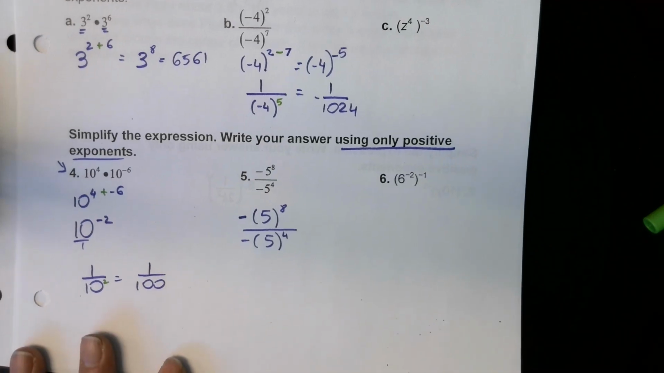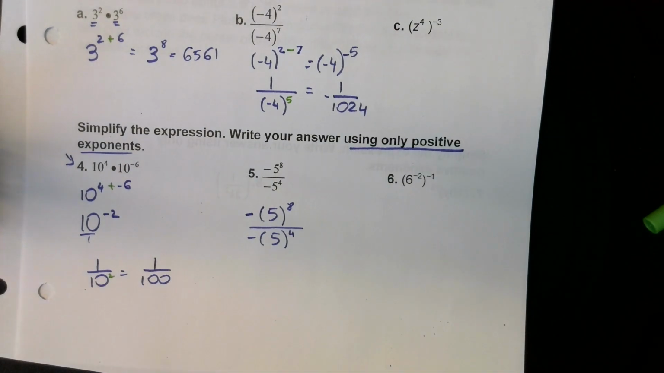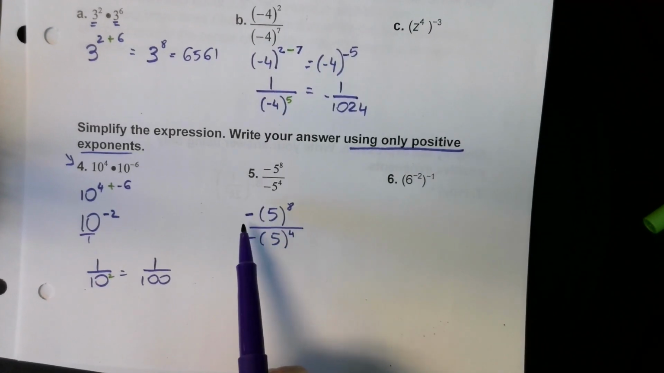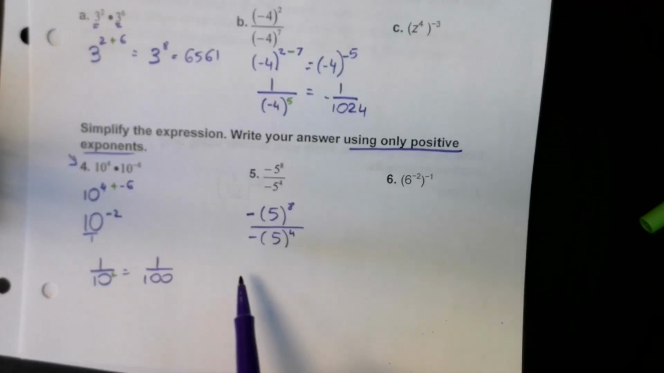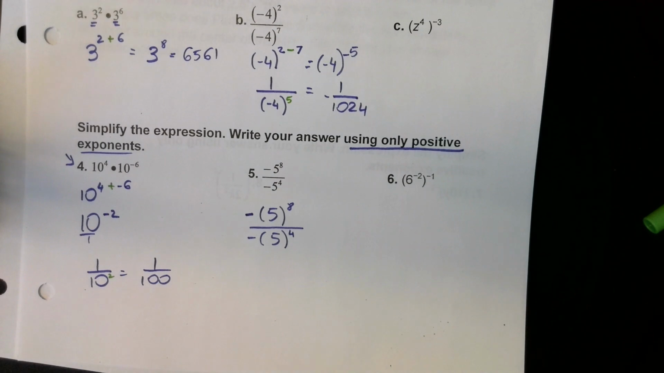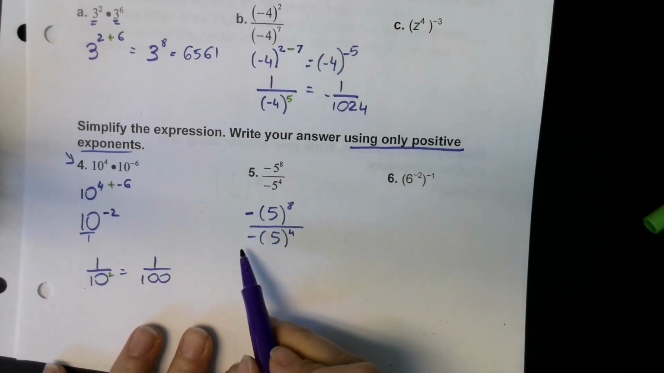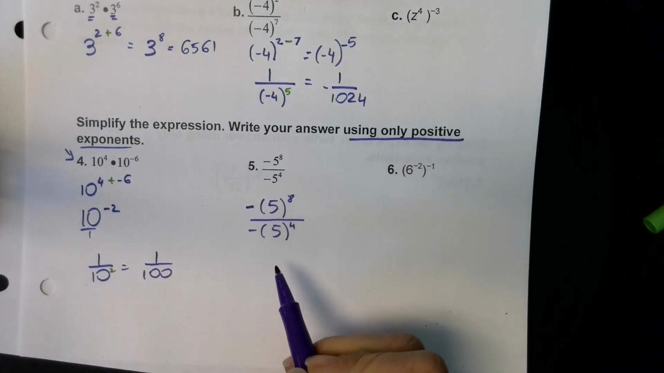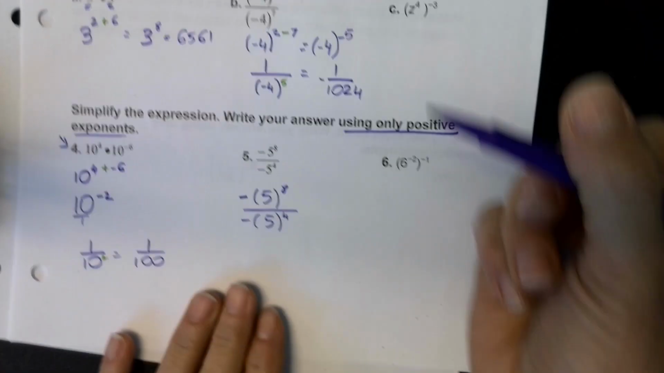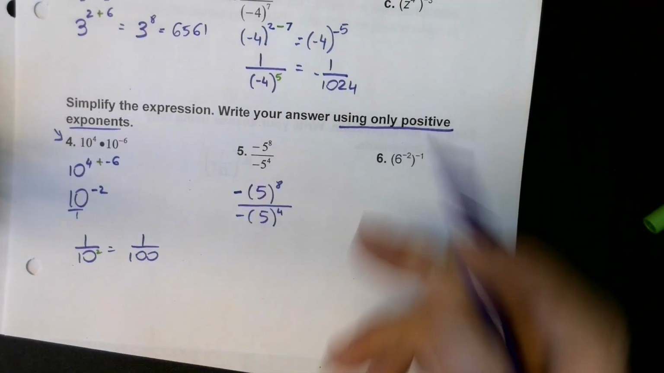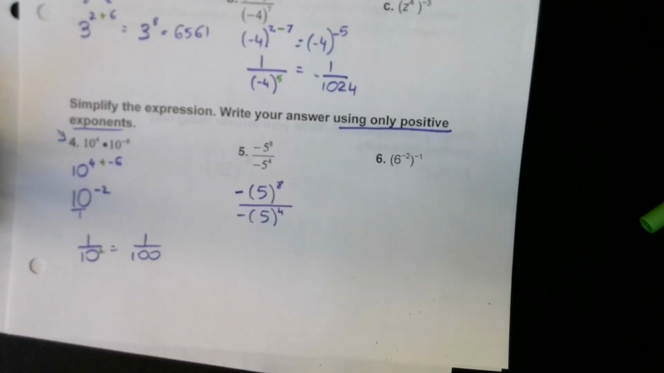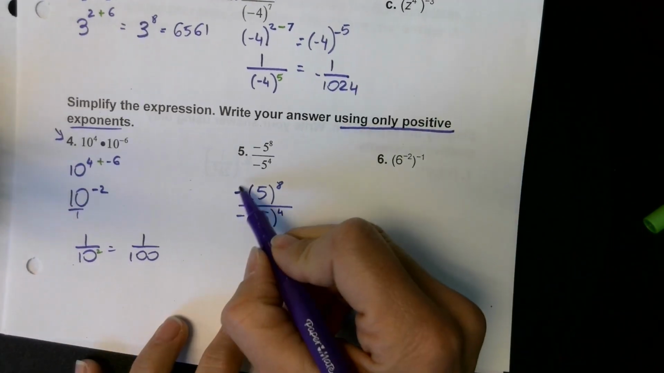Notice the negatives. The negative in the actual integer is not being raised to the power. See how I rewrote them? They're not being raised to the power. So I have negative, and then 5 is being raised to the power of 8. And then in the denominator we have negative 5 being raised to the 4. So technically, now when you have a fraction of a negative over negative, what is that? Positive. So they actually cancel out right away.